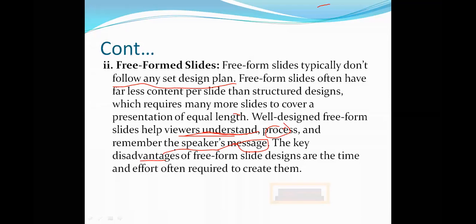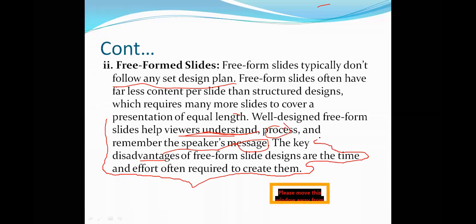The key disadvantage of free-form slide designs is the time and effort often required to create them. Okay, design गर्न एउटा आर्टिस्टिक, क्यापासिटी भएको क्रिएटिभ मान्छेको आवश्यकता पर्छ. So these are the things about the free-form slides and structured slides.